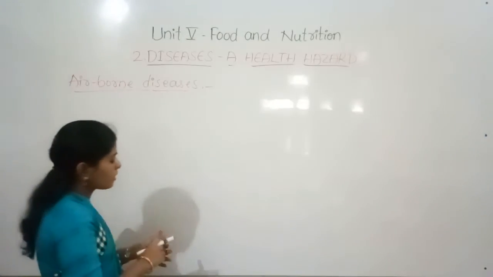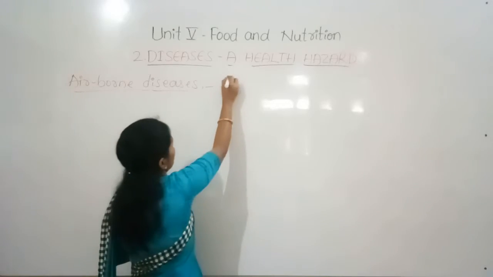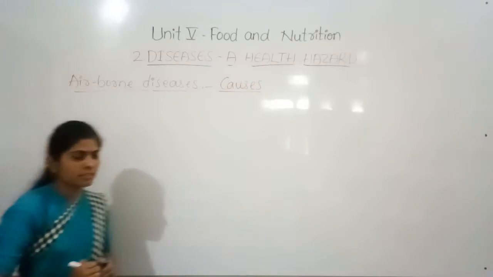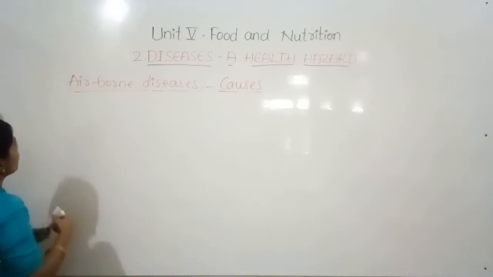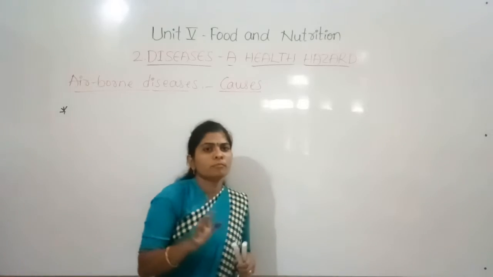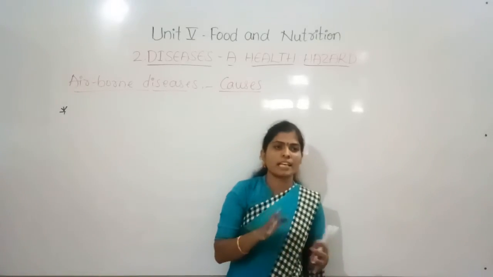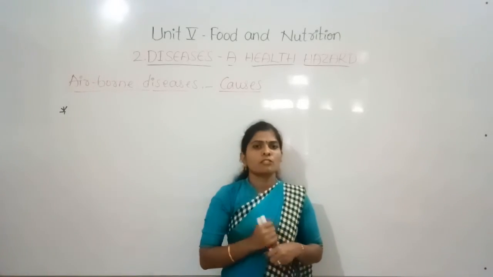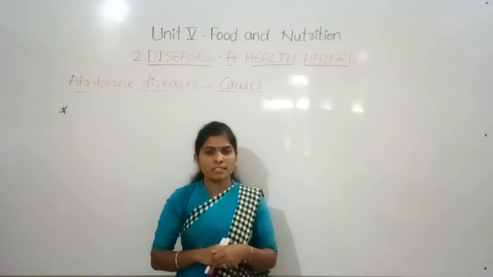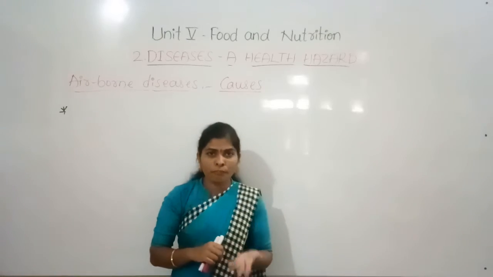So, what are the causes? How will these airborne diseases spread? The causes of airborne diseases are: the first one is when a person is suffering from some airborne disease such as the cough and cold. Cough and cold means the symptoms are the running nose, sneezing often and coughing.